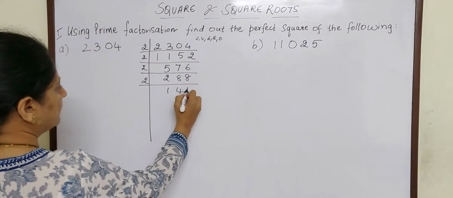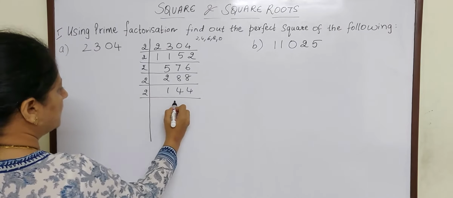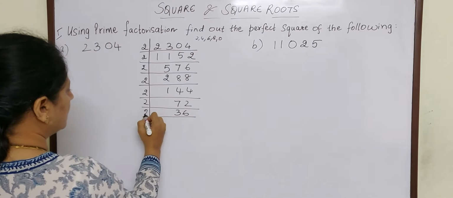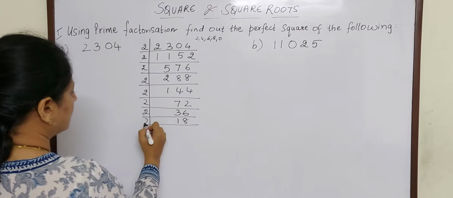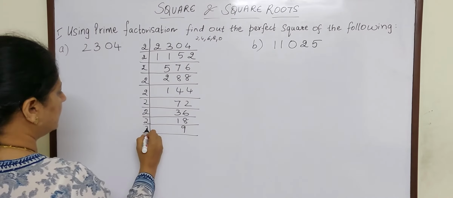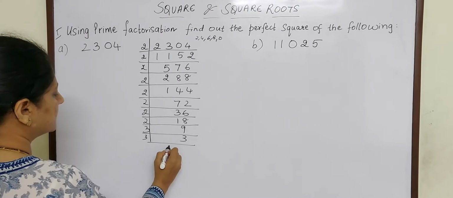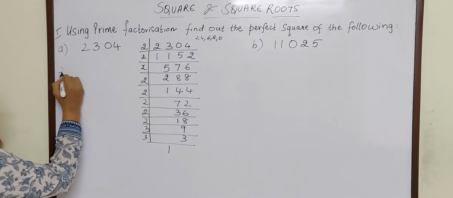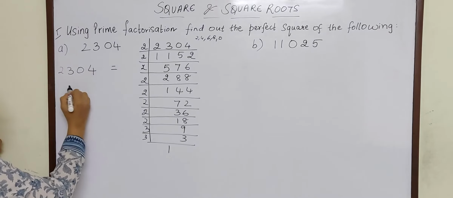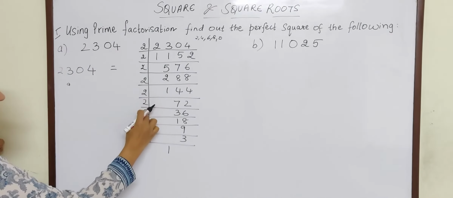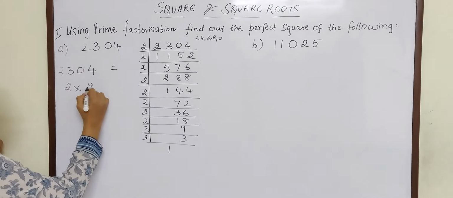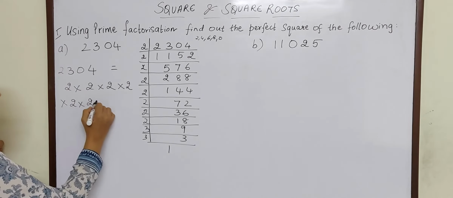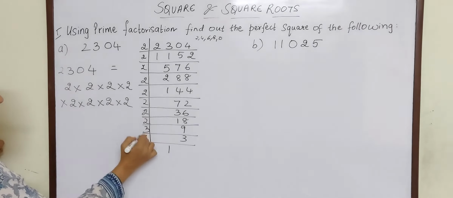2 into 288 is 576. 2 into 144 is 288. 2 into 72 is 144. 2 into 36 is 72. 2 into 18 is 36. 2 9s are 18. Now 3 3s are 9 and 3 1s are 3. So I will write 2304 like this. 2304 is equal to 2 raised to 8, that is 8 times 2, and 3 times 3.